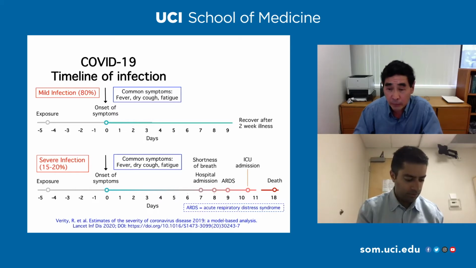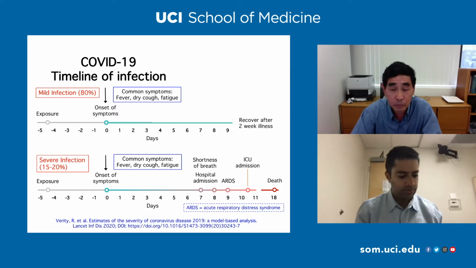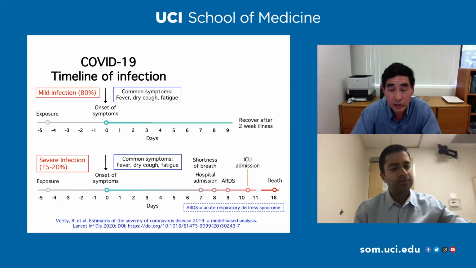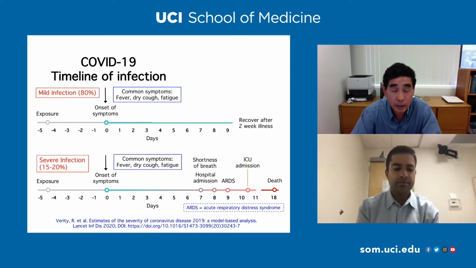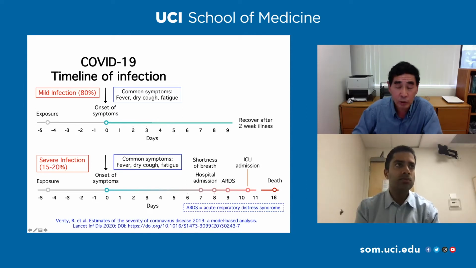And then within a couple of days, they have ARDS, which is acute respiratory distress syndrome, which is basically indicative of an inflammatory response, inflammation in their lungs that affects their ability to oxygenate, to acquire oxygen for their blood. And these patients get admitted to the ICU, the intensive care unit, and they often need mechanical ventilation on a ventilator. And some of these patients will die on an average 18 days after their symptom onset.